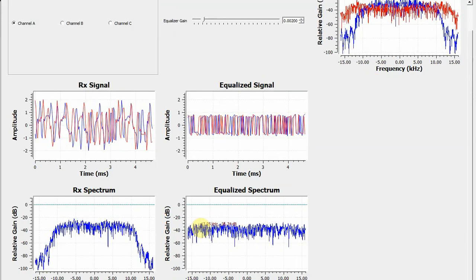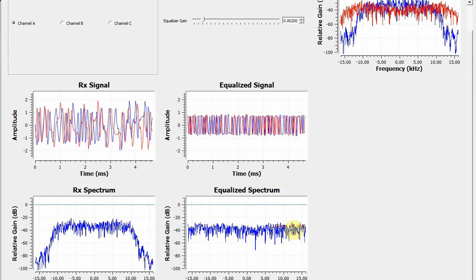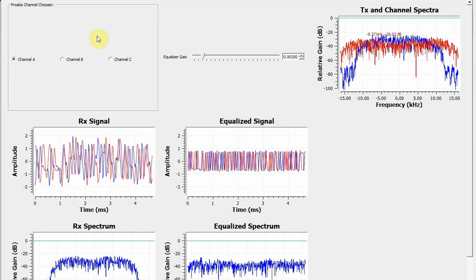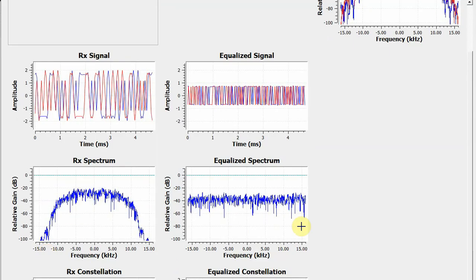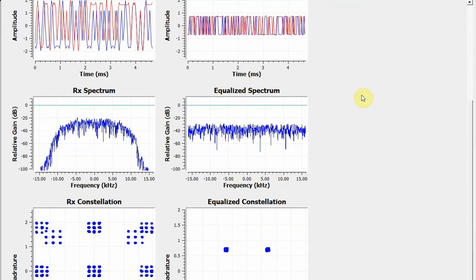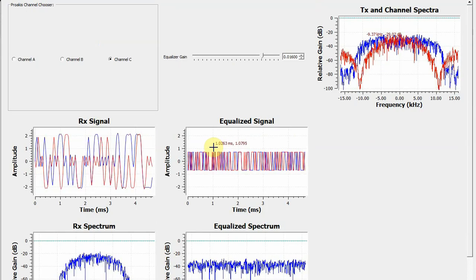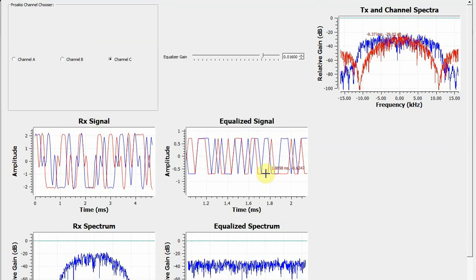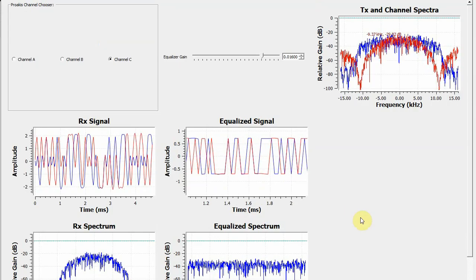The main thing is that the equalized spectrum is now flat. At 1 sample per symbol, at the receiver we should have a flat spectrum. The received spectrum is distorted, but the equalizer has clearly converged to the proper solution. It's also visible from the waveform where we can see the clear ones and minus ones at one sample per symbol.